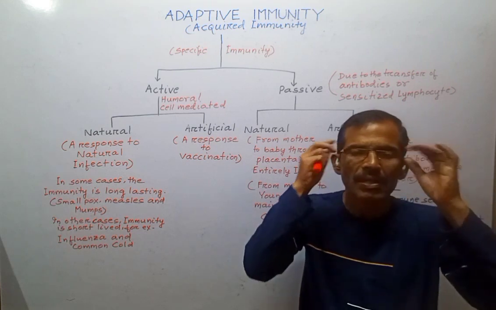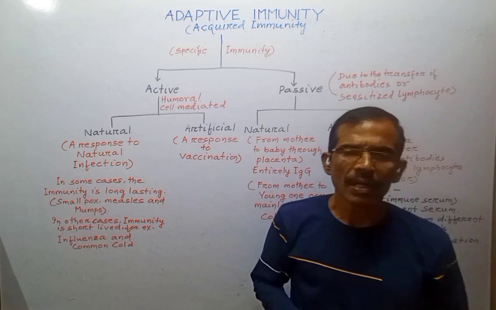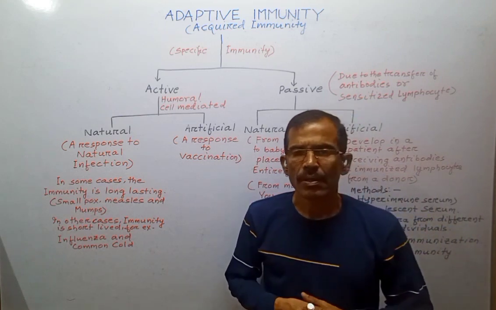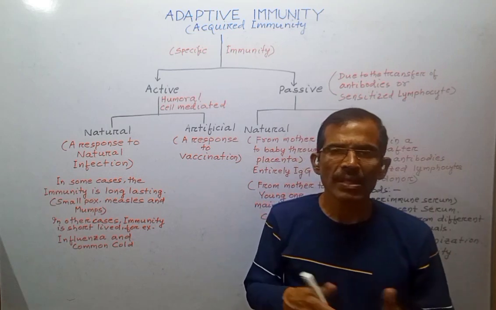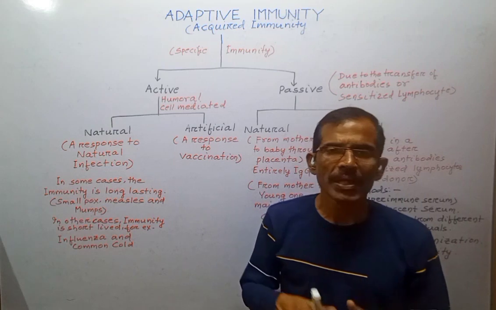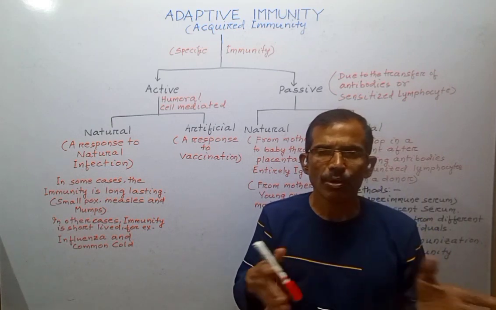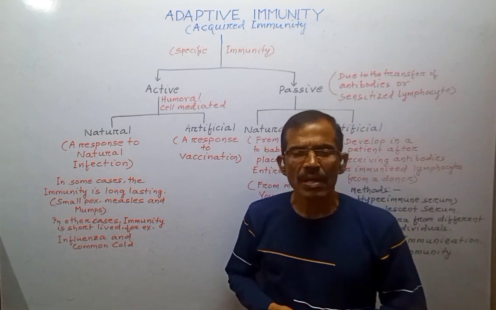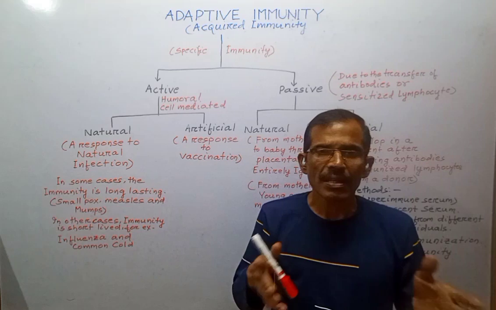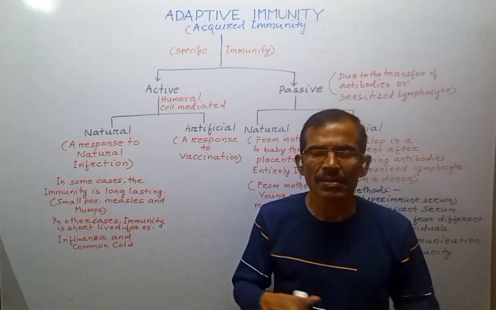Friends, today we shall discuss adaptive immunity. Historically, immunity meant protection from diseases, more specifically infectious diseases. Adaptive immunity is mediated by cells called lymphocytes and their products. Lymphocytes express highly diverse receptors that are capable of recognizing a vast number of antigens.